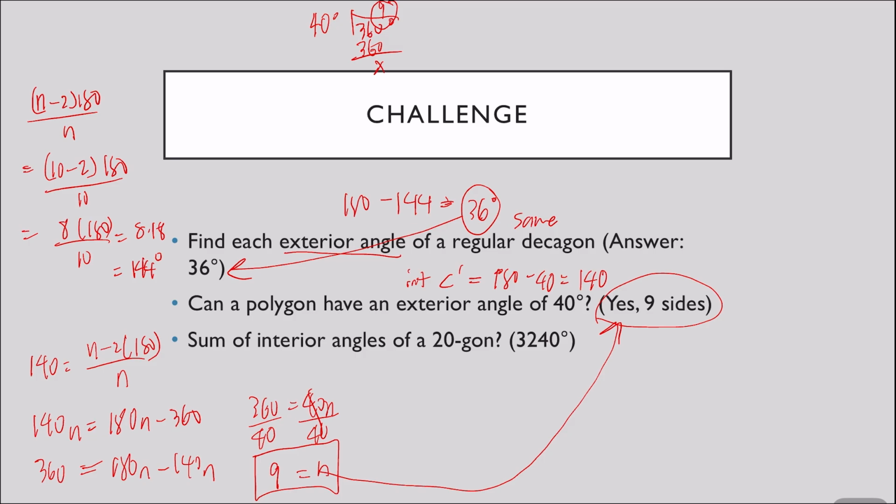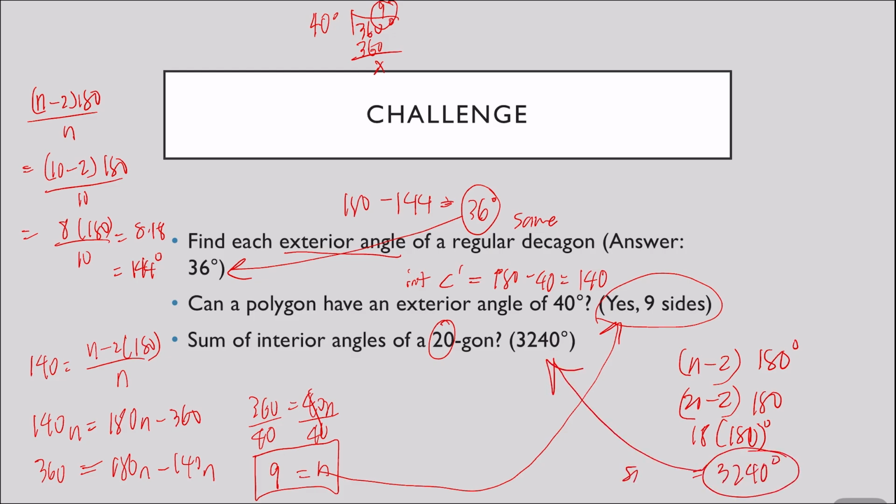Okay, and then last challenge question, sum of the interior angles of a 20-gon. So, we now use the formula, no? Sum of interior angles is n minus 2 times 180. Kung 20-gon, 20 sides, so 20 minus 2 times 180, 18 times 180. So that is 3,240 degrees. Same as the answer.